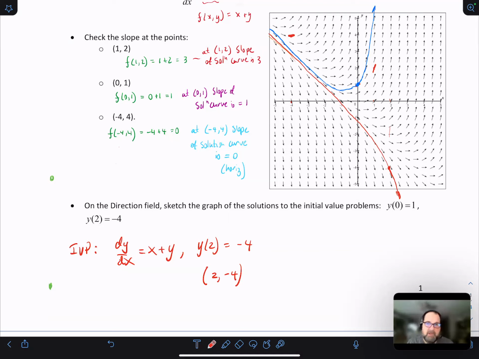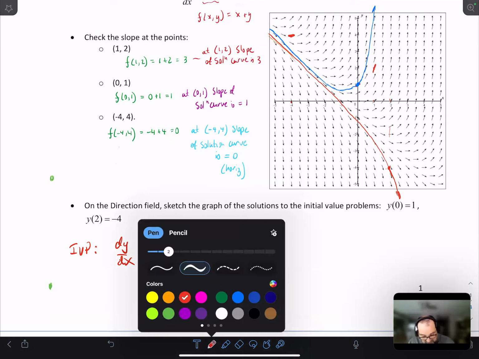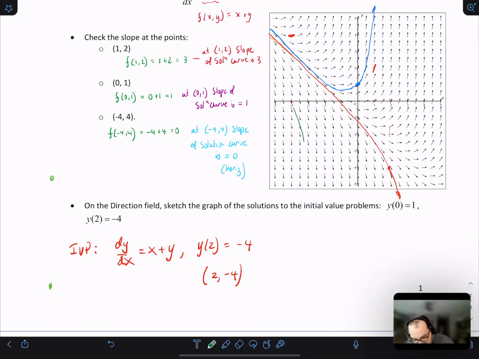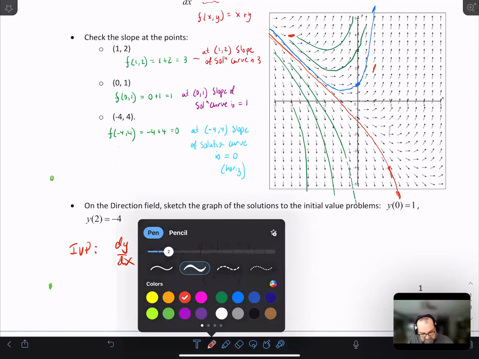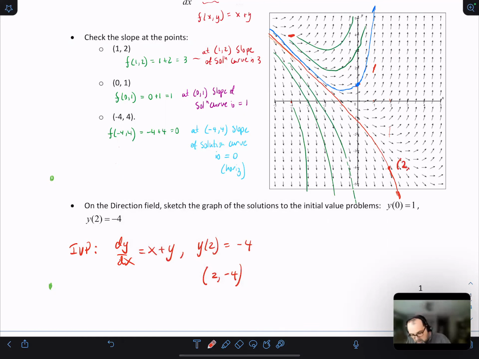And again, the general concept here is in this direction field, we actually have a family of solutions, and this plane is chock full of all these curves. We are simply picking out a couple of family members that fit our initial condition description, i.e. pass through a specifically chosen point. In this case, our specifically chosen point was (2, -4). So this was the particular family member we were picking out.